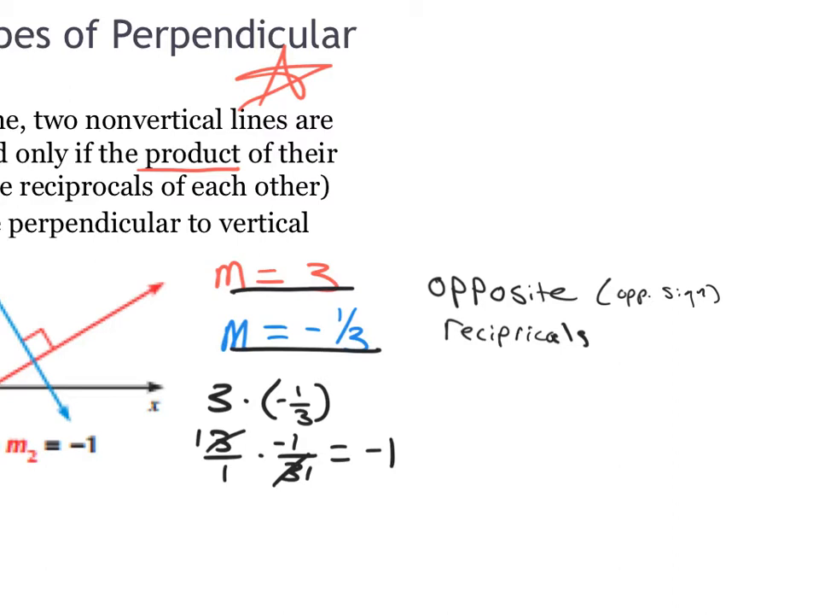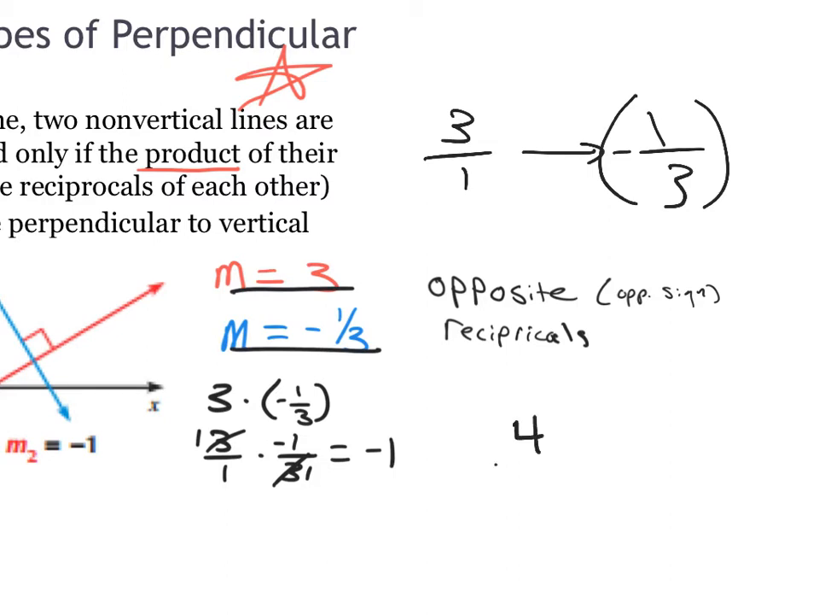If I take 3, which looks like this, and I flip it upside down, it becomes like this. So they have to be opposite reciprocals. You can do the math if you want, but what I'm doing is just flipping it upside down and going, oh yeah, those definitely are. So what about 4/3?